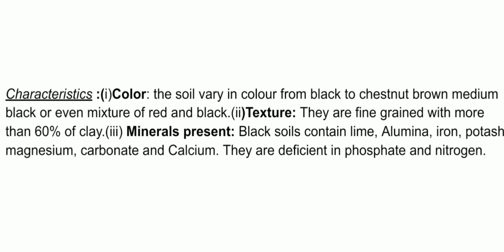Characteristics. Number 1, color. The soil varies in color from black to chestnut brown, medium black or even a mixture of red and black. Number 2, texture. They are fine grained with more than 60% of clay. Number 3, minerals presence. Black soils contain lime, alumina, iron, potash, magnesium carbonate and calcium. They are deficient in phosphate and nitrogen.